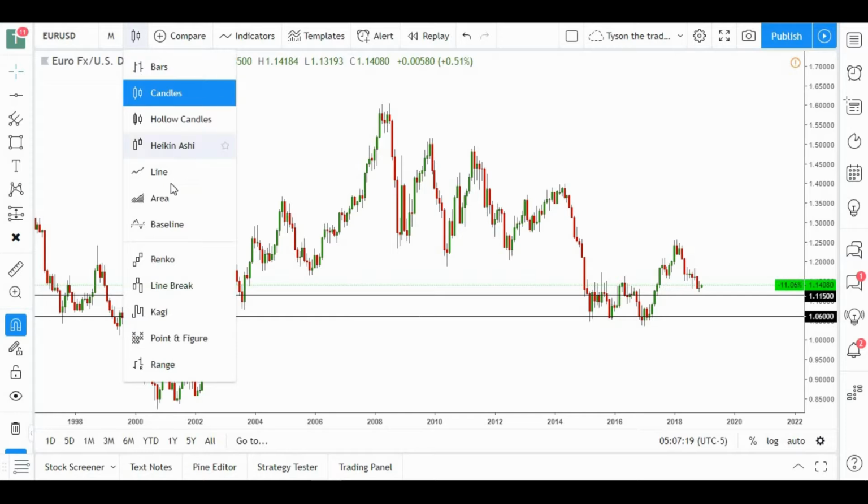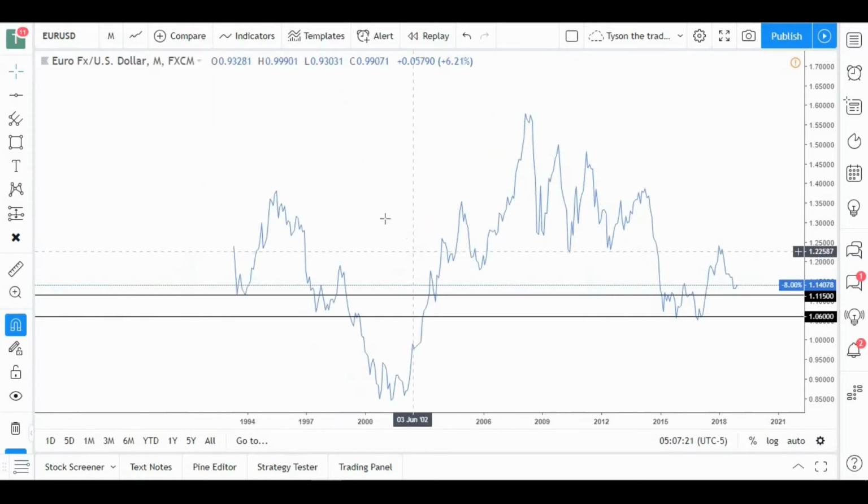We go back to our line chart to look for another one where price is currently going. Since this is our support level, we need to now look at our resistance level.